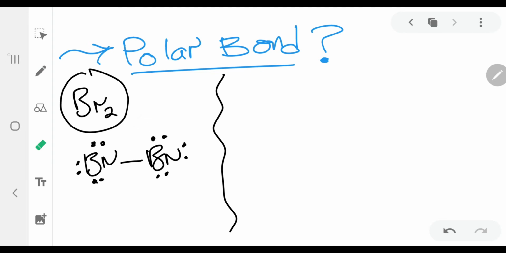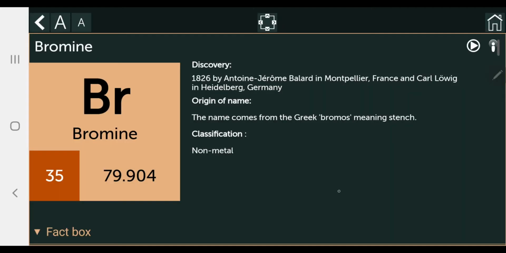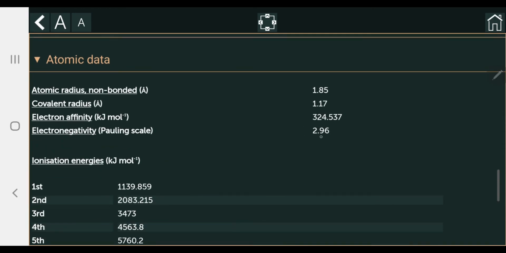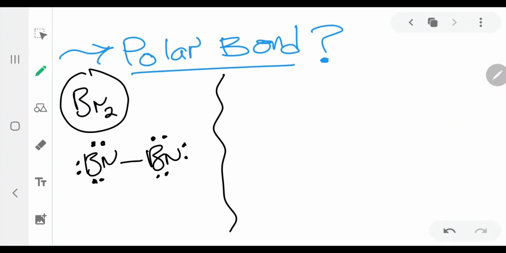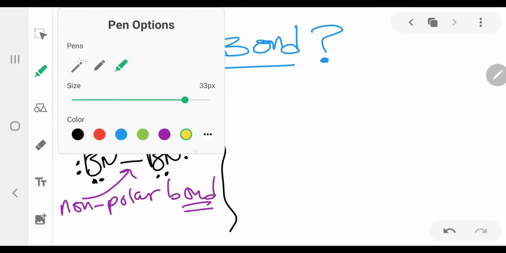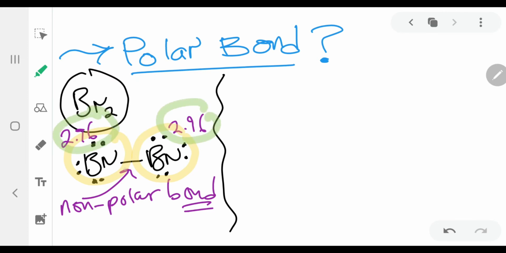So when you look in the periodic table, I'm going to open up bromine over here. The electronegativity for bromine atoms is 2.96. So this one is 2.96, that one is 2.96. Both of them will have the same electronegativity. Therefore, this is a non-polar bond because it is shared by two atoms with the same electronegativity right over here. Therefore, that covalent bond is a non-polar bond.